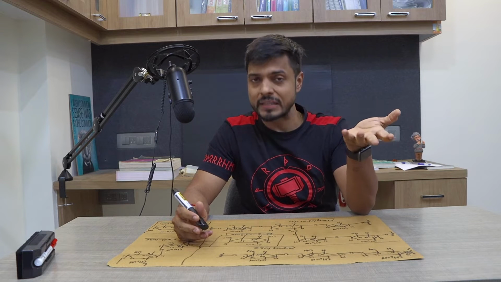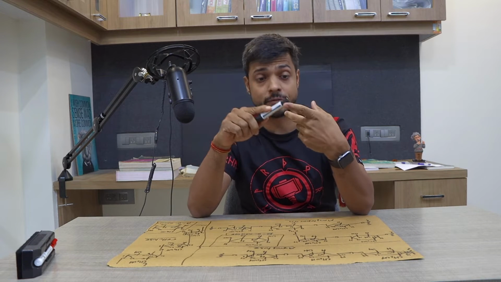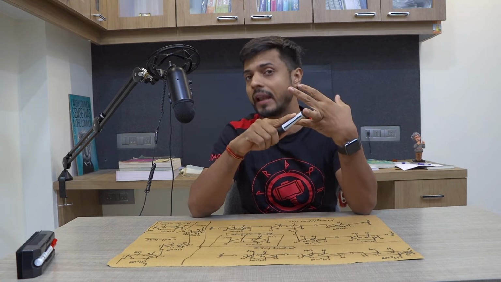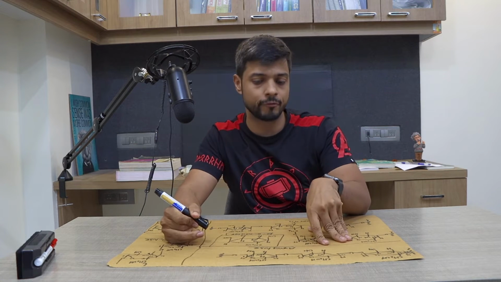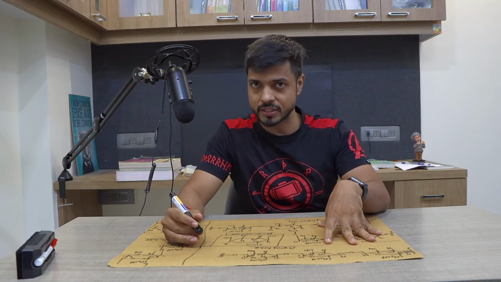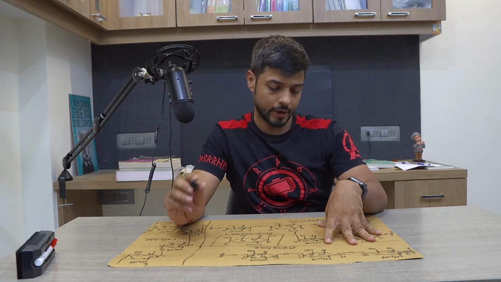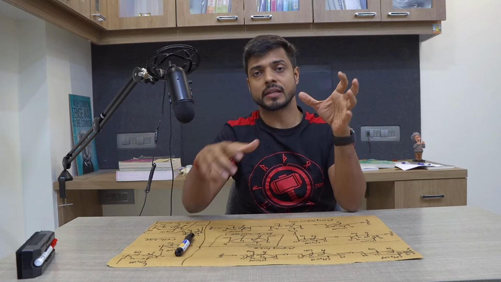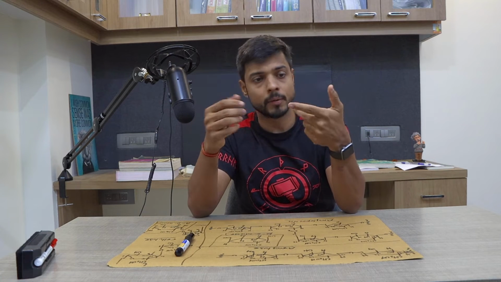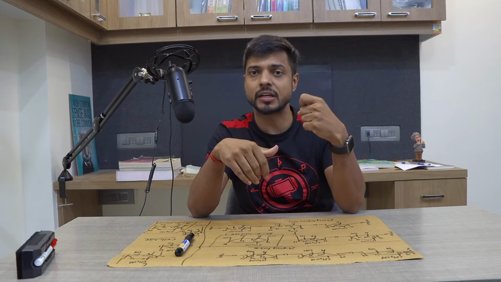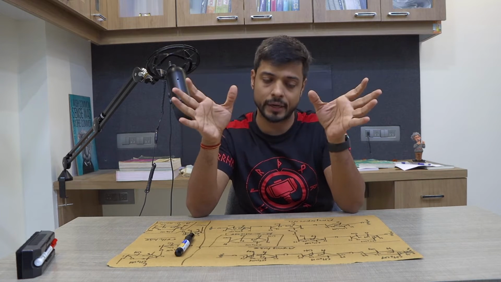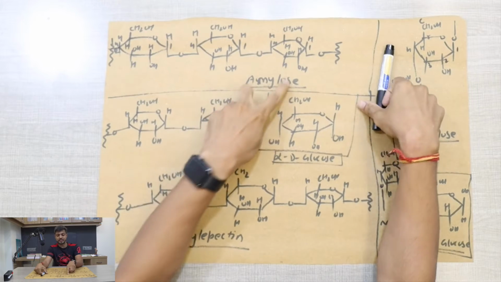So the important polysaccharides are cellulose, starch, and glycogen. These three we'll be discussing because they are important from the academic point of view. I'll start my discussion with starch. Starch is made up of two polymers combined together, present in certain quantities: amylose and amylopectin. So this is the structure of amylose.